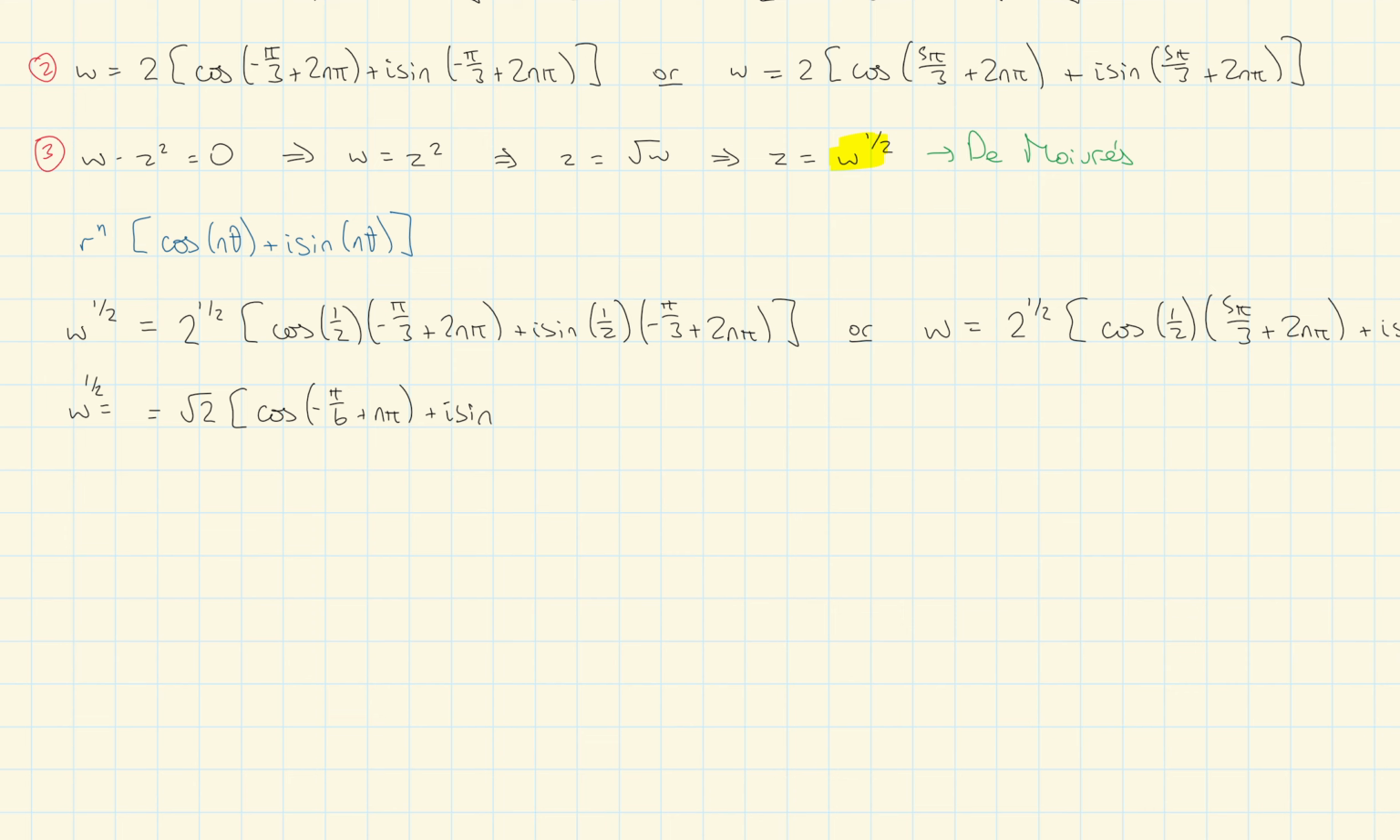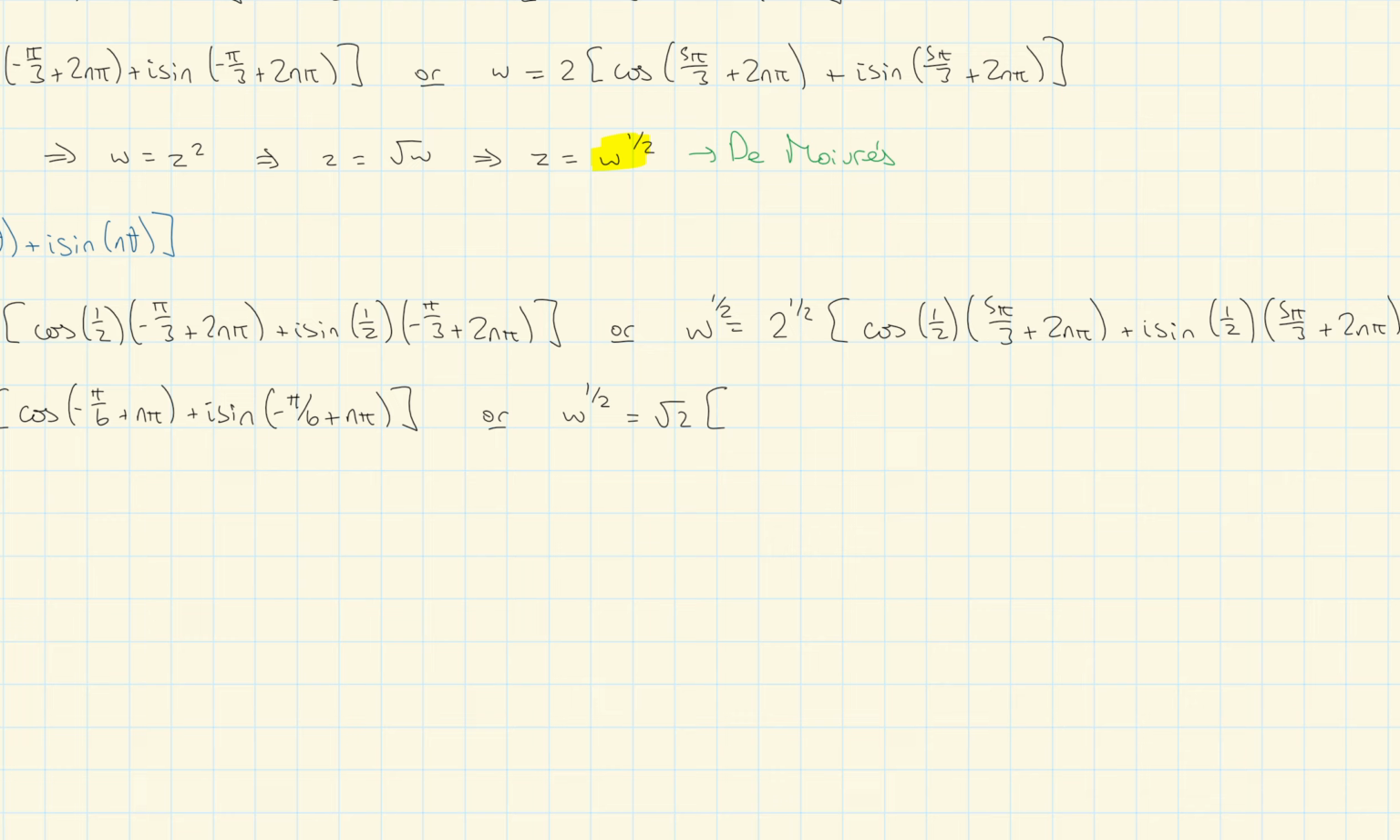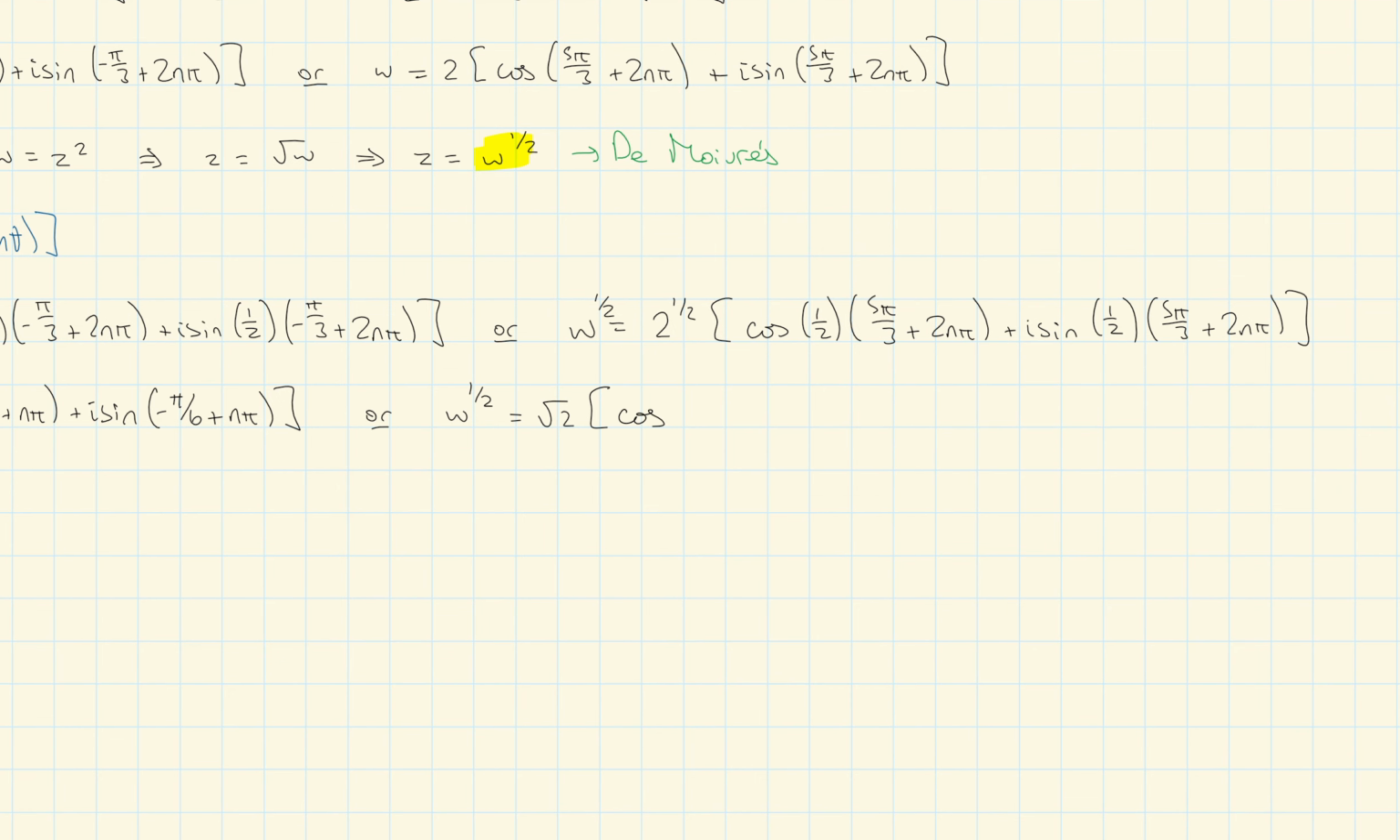Now technically you don't need to do this tidy up step, but it's no harm. It can make your workings a little bit neater. So that's pi over 6 plus n pi. And it's kind of less to put into the calculator. So this would be root 2 cos of 5 pi over 6. Again, the half and the 2 will cancel. Plus n pi plus i sine 5 pi over 6 plus n pi.